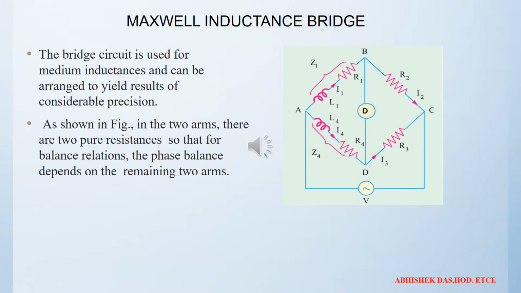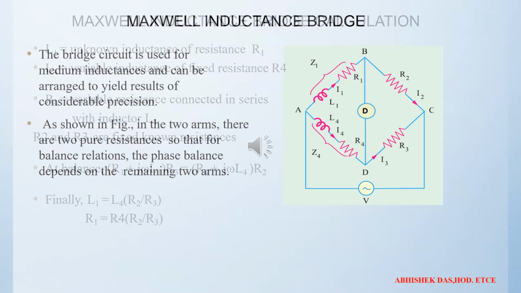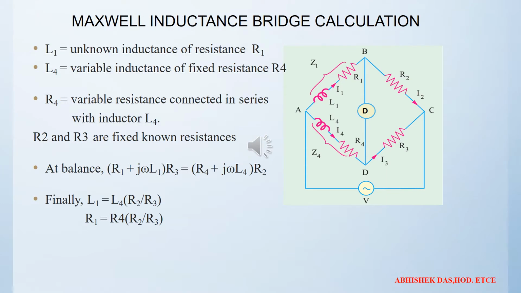Now we are going to discuss the Maxwell inductance bridge. The bridge circuit is used for medium inductance and can be arranged to yield results of considerable precision. In the figure we can see that in two arms there are two pure resistances, so for the balance relation the phase balance depends on the remaining two arms. In the Maxwell bridge we need to calculate the inductance.